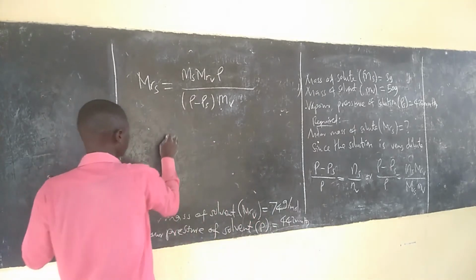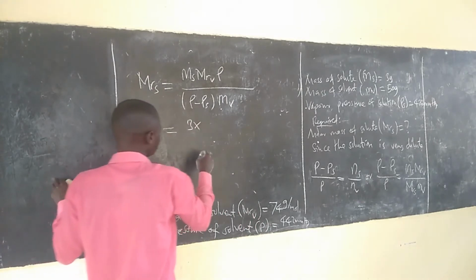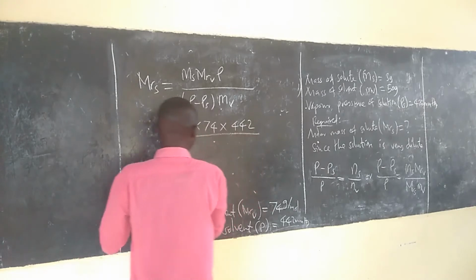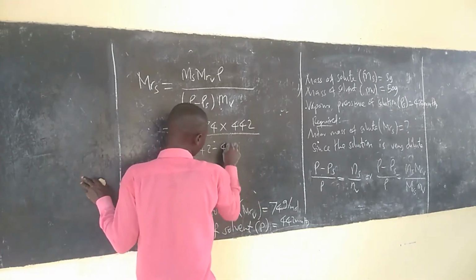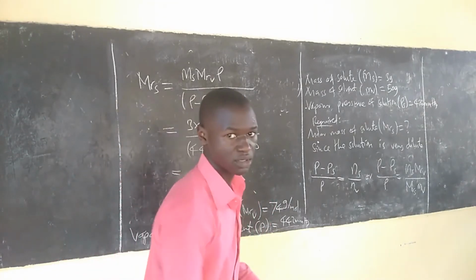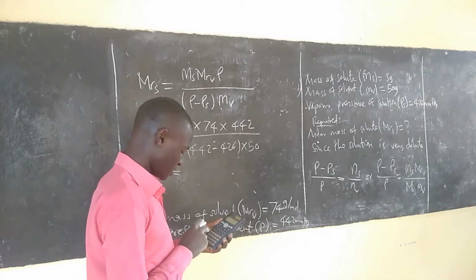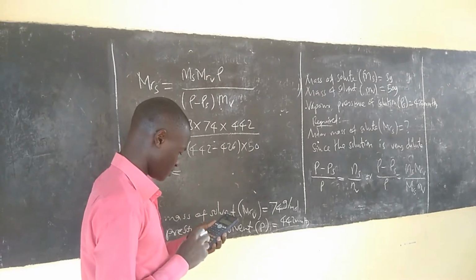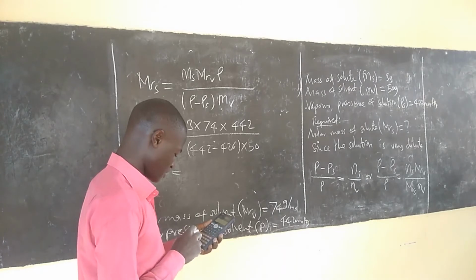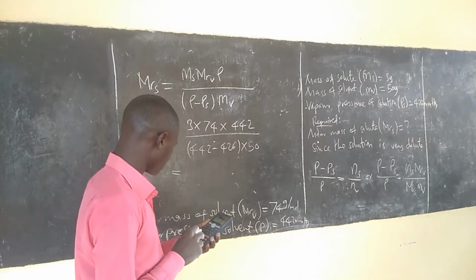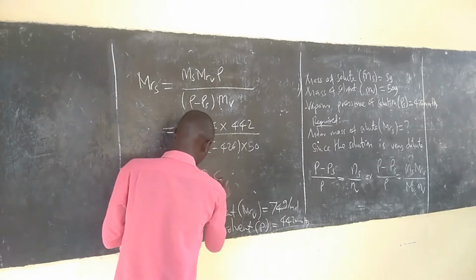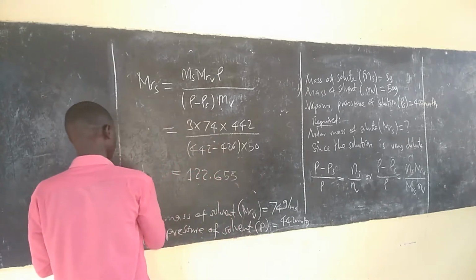So from there, substituting the data, we get mass of solute 3 grams times molar mass of solvent 74 times pressure P 442 divided by 442 minus 426 multiplied by mass of solvent which is 50 grams. So solving this calculation, 3 times 74 times 442 divided by 442 minus 426 times 50. So the final answer will be 122.655. This will be the molar mass of solute.